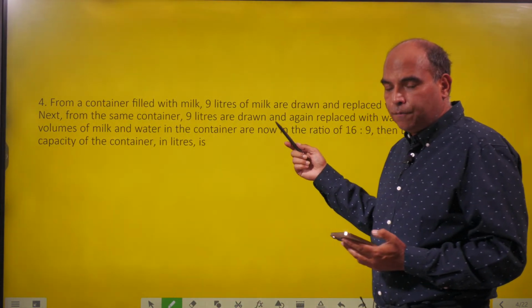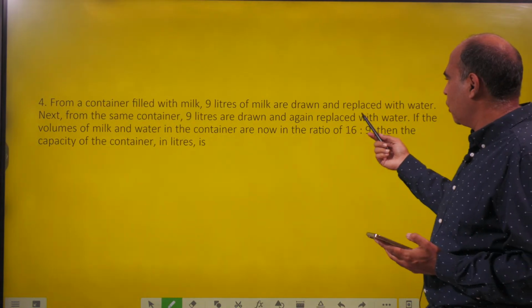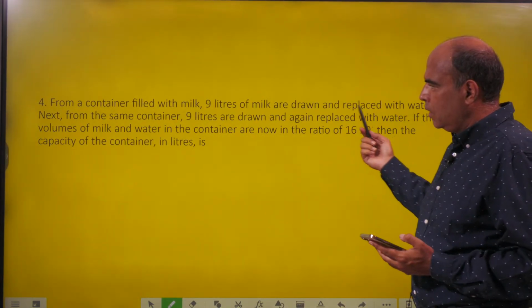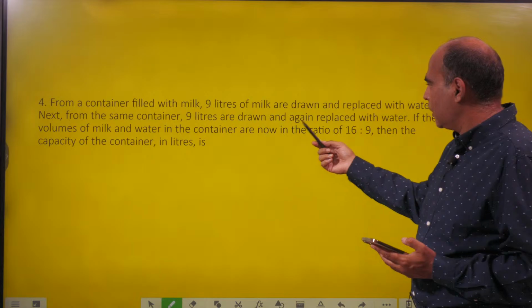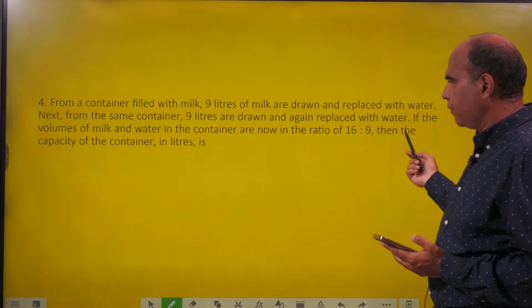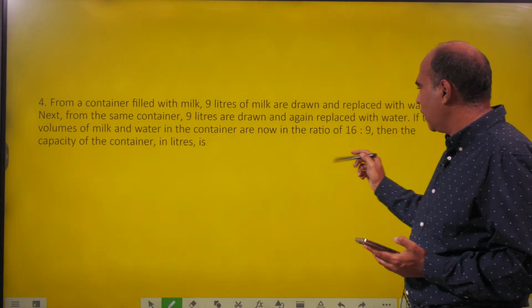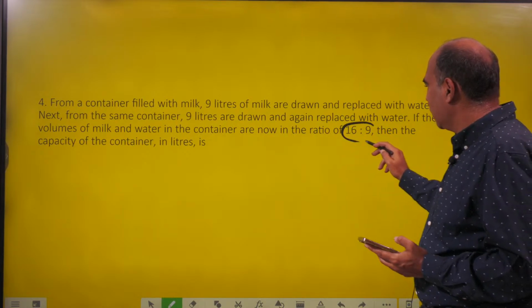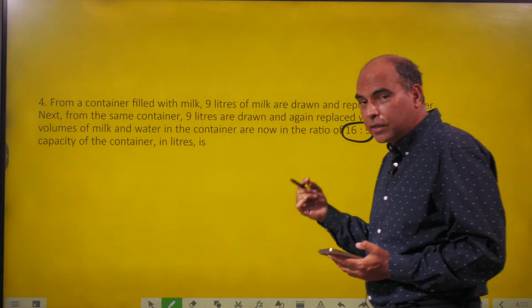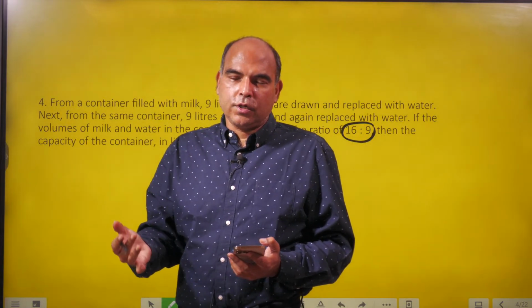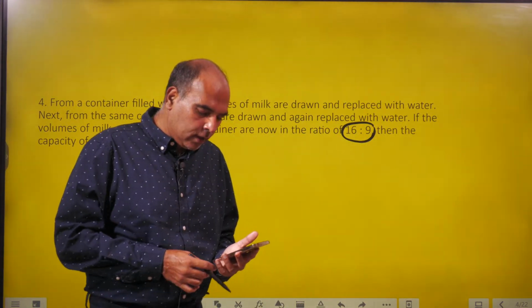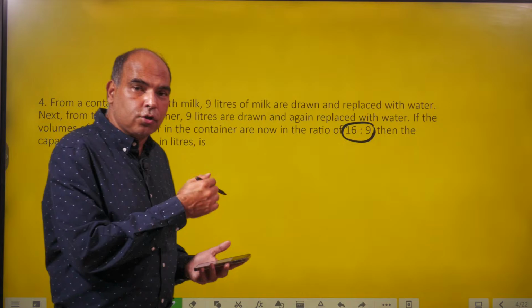From a container filled with milk, 9 liters of milk are drawn and replaced with water. Next, from the same container, 9 liters are drawn again and again replaced with water. The volumes of milk and water in the container are now in the ratio 16:9. The key is from here, in this question, the 30-second solution. Of course, there's a longer solution which I'm quite sure you'll find on YouTube and with other teachers, but I'll show you the shortest one.